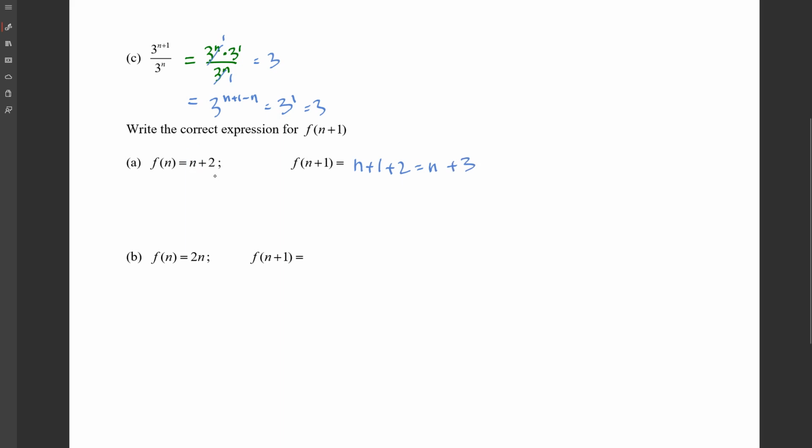What about this problem here, letter B? If I want to replace n with n plus 1, what do I get here? I get 2 times the quantity n plus 1, which is equal to 2n plus 2. So be careful here, because students think that when you replace the n with n plus 1, you always just add 1, and that's not true. Up here, it was the equivalent of adding 1, but down here, if you had just said this answer was 2n plus 1, that would have been incorrect.